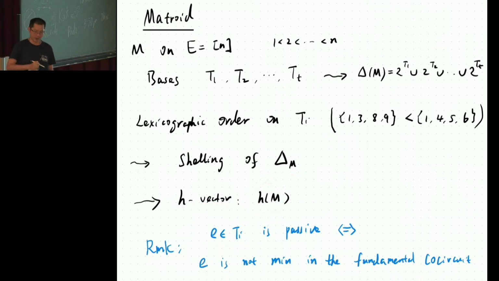Here is just a remark, if you are familiar with the classical activity theory. If I use this order to define the passivity, then for each base, an element is passive if and only if it is not the minimum one in the fundamental cocircuit. So you take the complement, and you will get the familiar notion. E is active if and only if it's the minimum one in the fundamental cocircuit. So this is, in general, a more general notion.